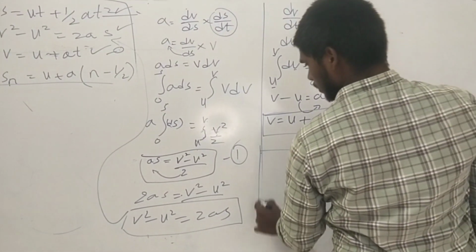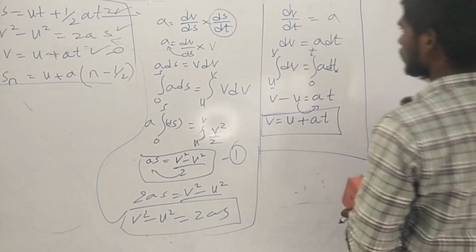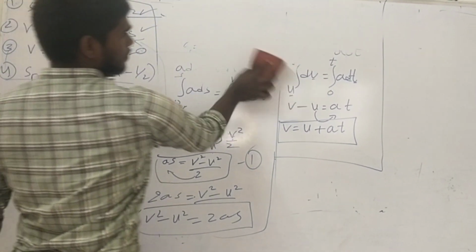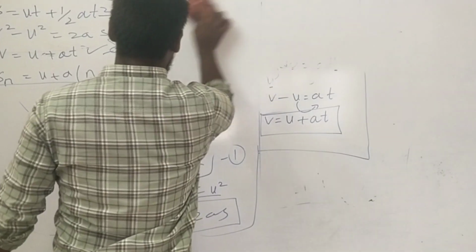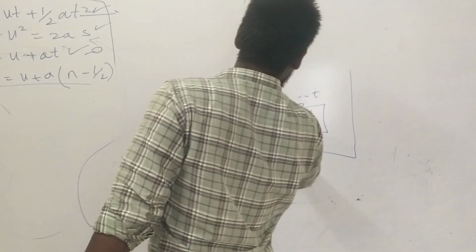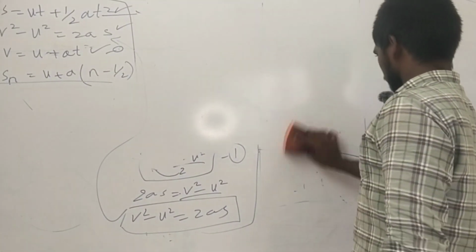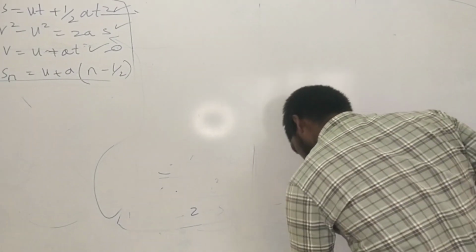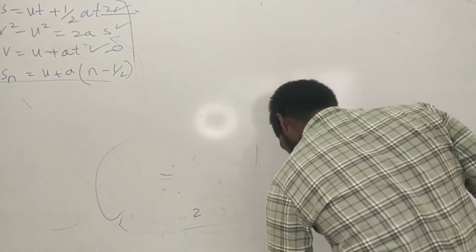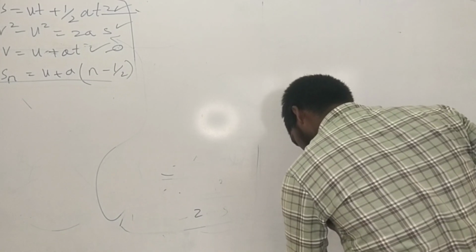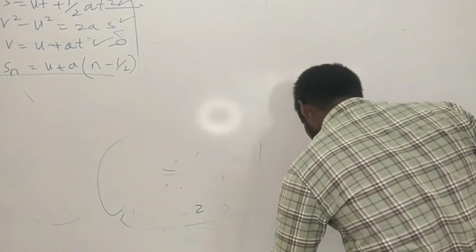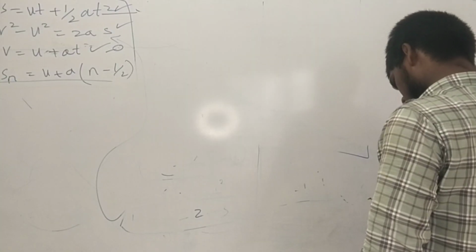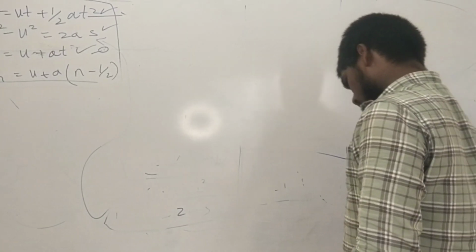The next topic is, now the next formula I should derive is v dt by dt.